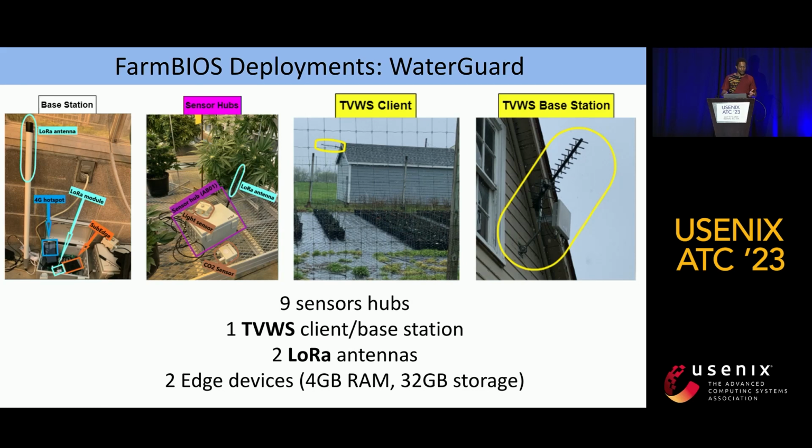The next deployment we had is WaterGuard, which is the plant water stress alert system. We deployed 9 sensor hubs, the image you're looking at, the second image from the left. The sensor hubs have on average about 8 sensors each, so 72 sensors in total. We deployed it across a diverse network configuration: 4G hotspots, TV white spaces, long-range radio, or LoRa, and edge devices. This has been deployed in 2 edge clouds that I will show on the next slide. We deploy them at university test farms.